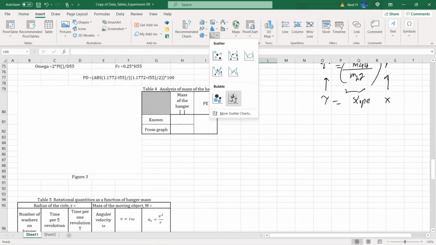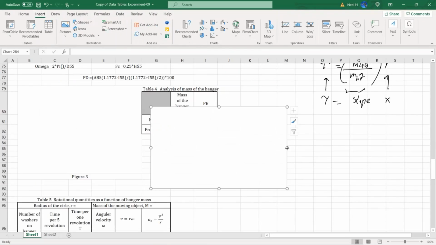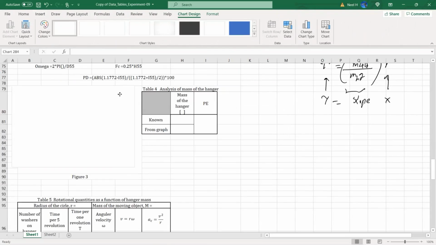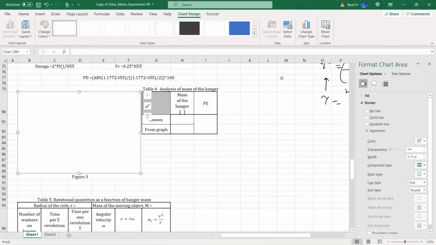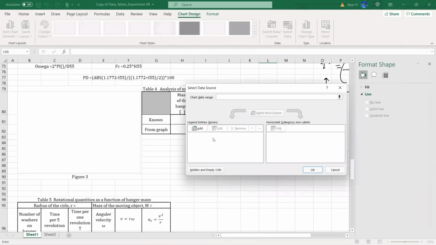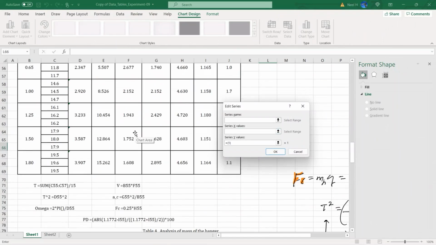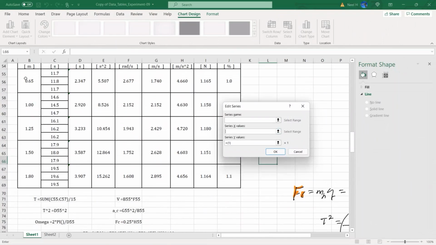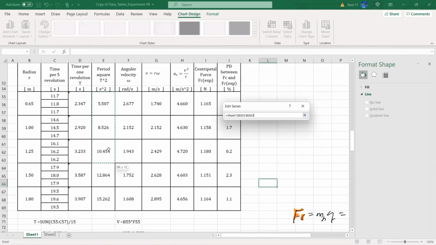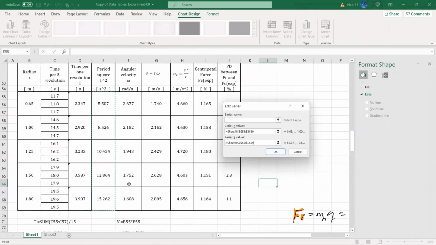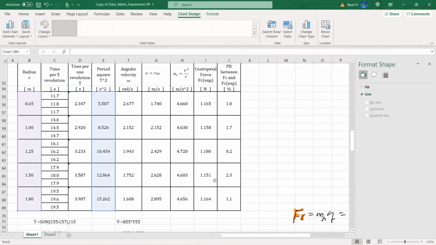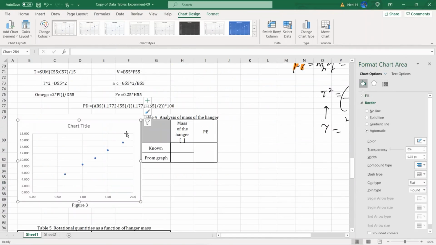Insert scatter plot, and we'll make a graph T squared versus the radius. From that we can find the mass again. Okay, select data, and x values should be the radius values on table number 3, column B, and the y values should be T to the power 2, table number 3, column E. Click OK, click OK. And it's a nice linear graph.